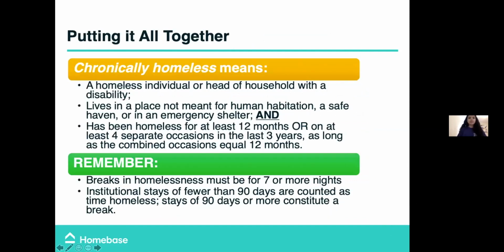So these are just some reminders. Chronically homeless means a homeless individual with a disability. They're living in streets or shelter, and they have been homeless for at least 12 months. This can be continuous period or episodic if it's at least 4 separate occasions in the last 3 years. You want to remember that breaks in homelessness are 7 or more nights in a non-qualifying location, and institutional stays of fewer than 90 days are counted towards their time being homeless.